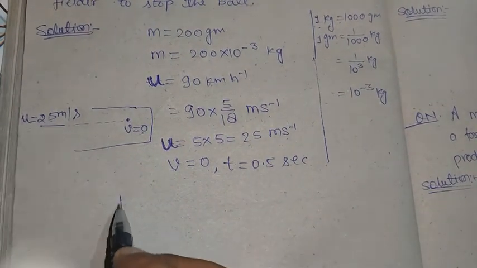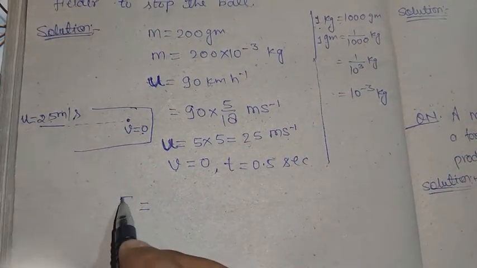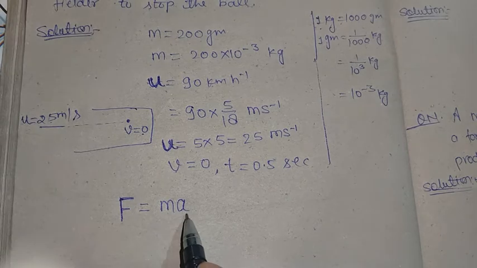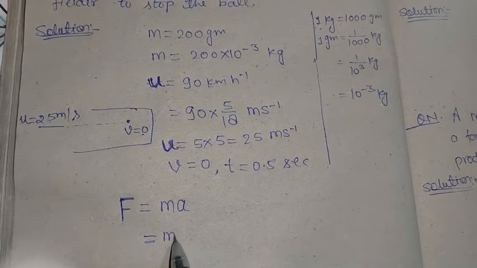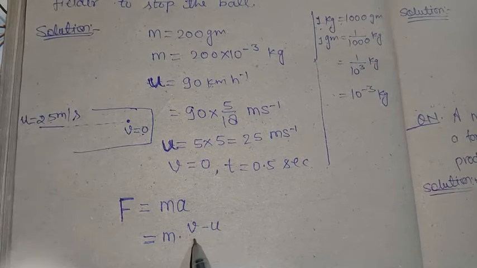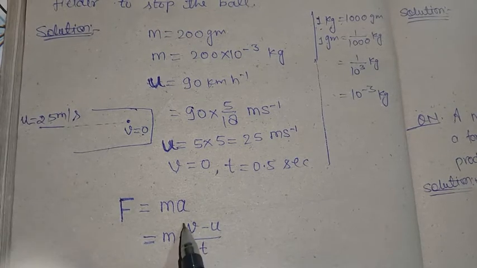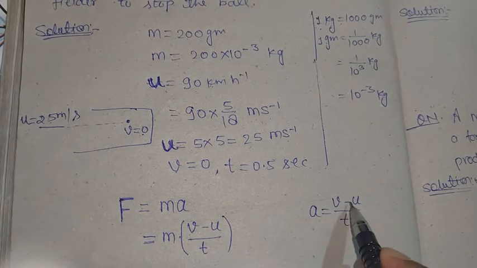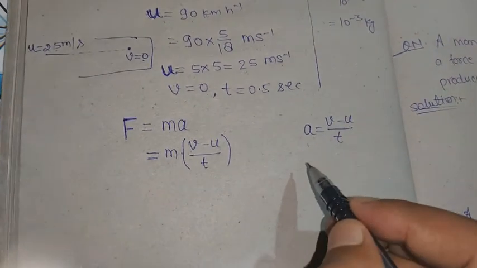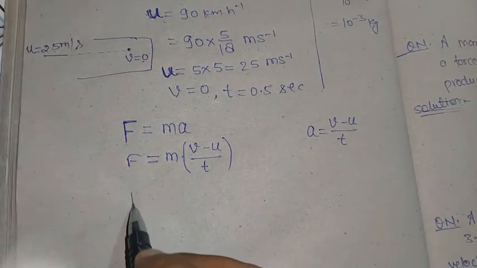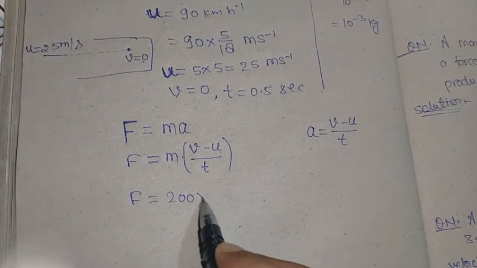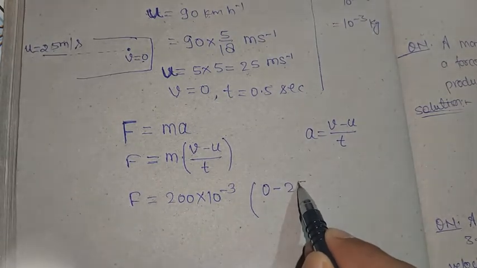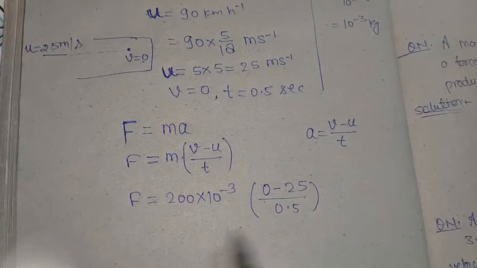What is the formula of force? According to the second law of motion, the derived formula of force is m into a, where m is mass and a is acceleration due to force. So what is a? a means v minus u upon t, the change in velocity upon time, the rate of change of velocity. This is F. So F is equal to m which is 200 into 10 power minus 3, v is 0, u is 25, t is 0.5.